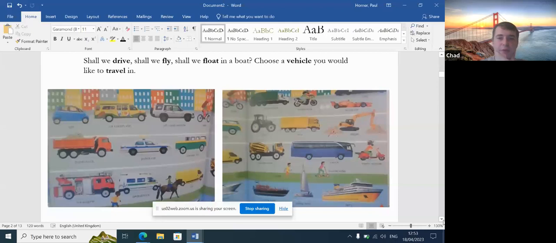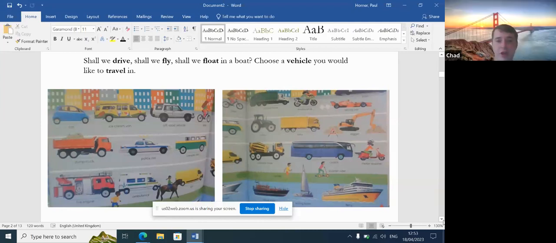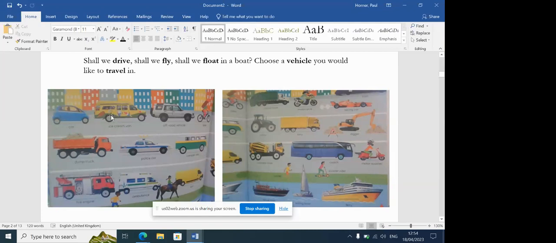Do you want to choose one for me? So Min, choose a vehicle you would like to travel in. I like to travel with is the car. What, the racing car or just the car, this one? The blue car? Min, the blue car. Yes. Okay. And what about you, Tina?